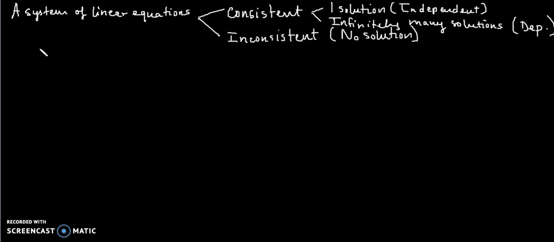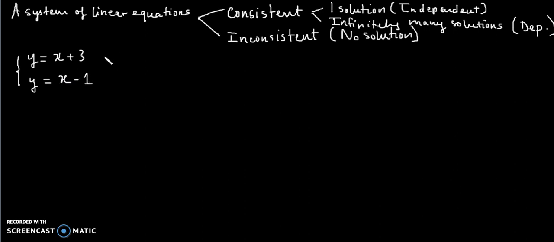Okay, so how are we going to do this? For example, let's say I have the system of linear equations y equal to x plus 3 and y equal to x minus 1. So here's the deal.